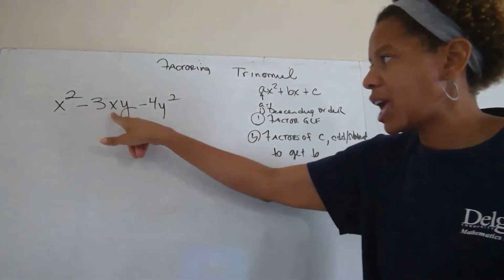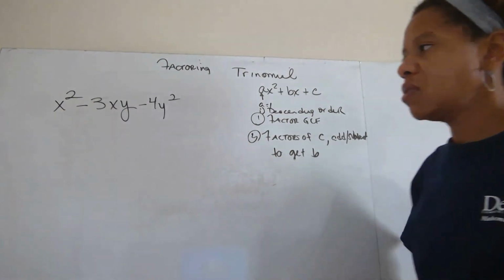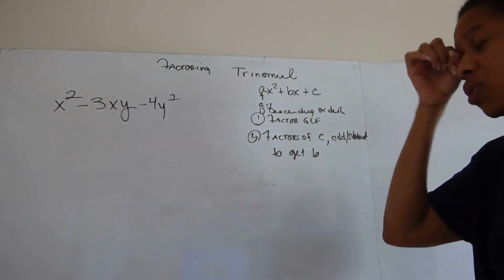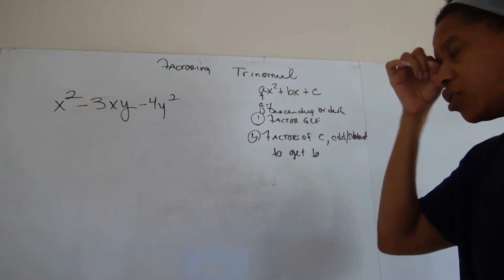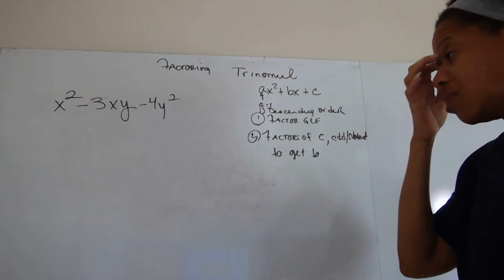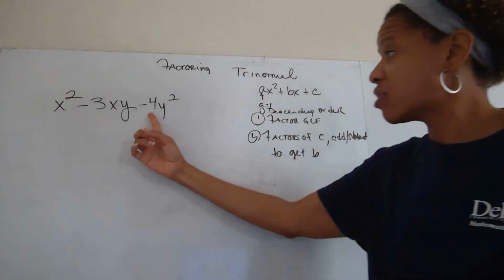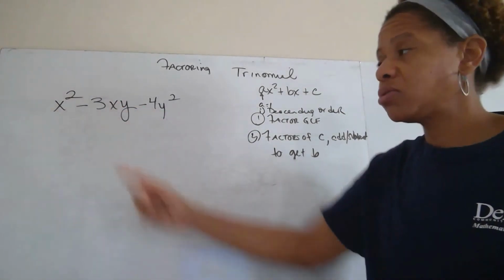So see x squared, x, no x at all. All right, so that's how it really is. So you can just leave it in the form it's in. You check for a GCF, which we have none. And then we're going to go ahead and factor. Factors of the C that can create the middle term.